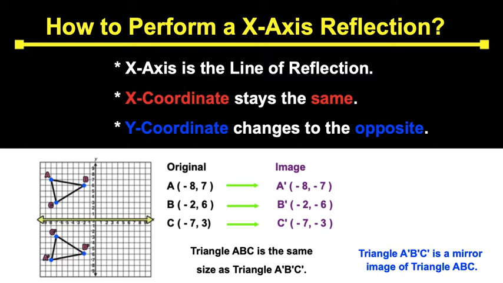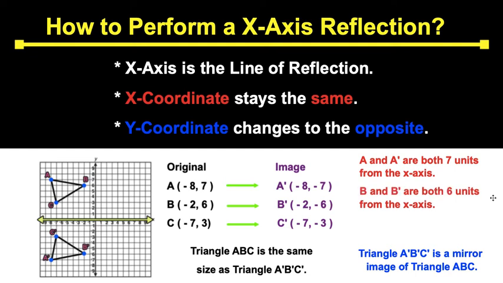Now, one last important piece. You'll notice that point A and A prime, so here's A prime, here's A, both of them are 7 units away from the x-axis, and that's very important. Next, when you compare B and B prime, so here's B prime, here's B, count the number of units to the x-axis, you'll notice that both of them are 6 units away from the x-axis.